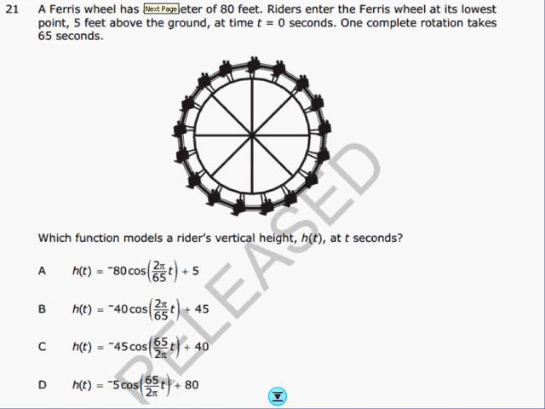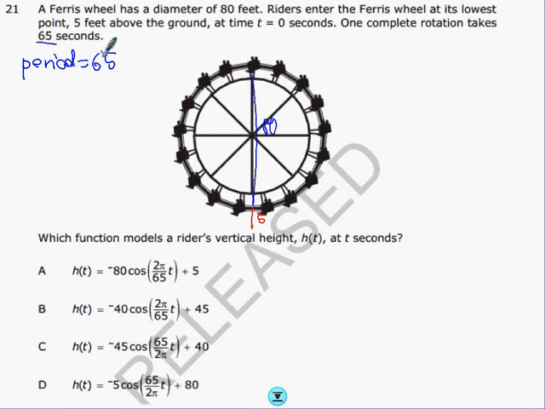Okay, Ferris wheel. Diameter is 80 feet. You enter at the lowest point, 5 feet above the ground. So this is 5. And this is 80. At time t equals 0, 1 complete rotation takes 65 seconds. Well, 65 seconds then is going to be the period. Period equals 65 seconds.